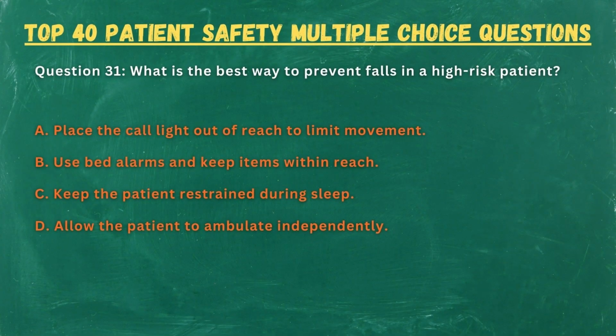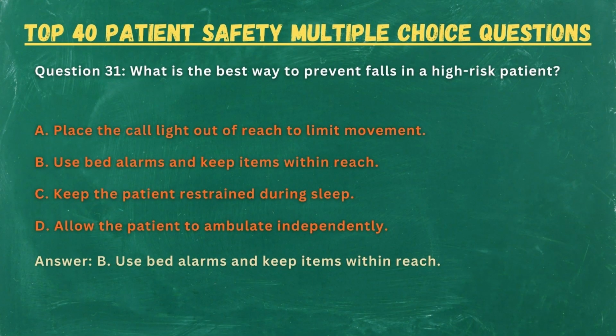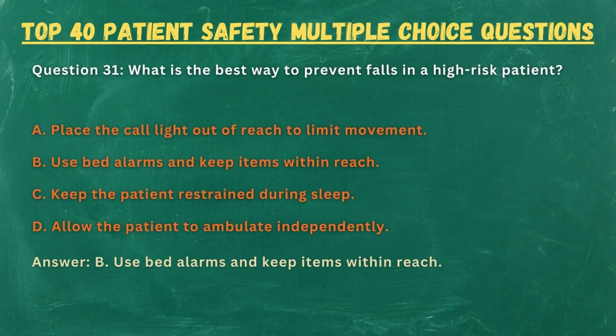Question 31. What is the best way to prevent falls in a high-risk patient? A. Place the call light out of reach to limit movement. B. Use bed alarms and keep items within reach. C. Keep the patient restrained during sleep. D. Allow the patient to ambulate independently. Answer. B. Use bed alarms and keep items within reach.